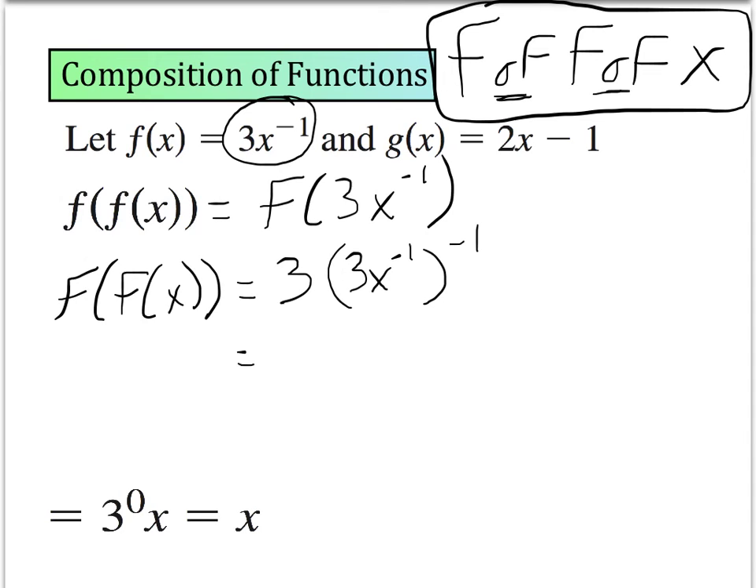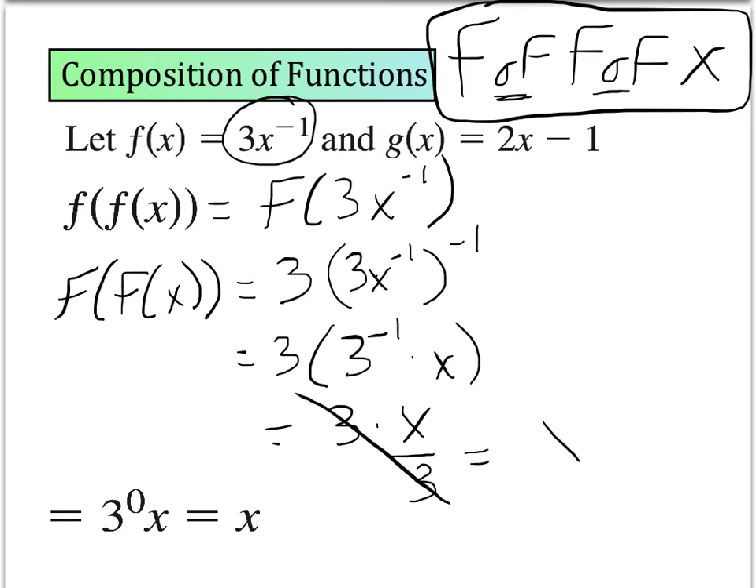So we have to do order of operations. We have to deal with the exponent first, so I distribute this through. I have 3 to the -1, then I have x times x to the -1 raised to -1. Those are just going to be multiplied, and that ends up just being x. So what I have is 3 times x over 3. These are going to cancel out, and I end up with x.